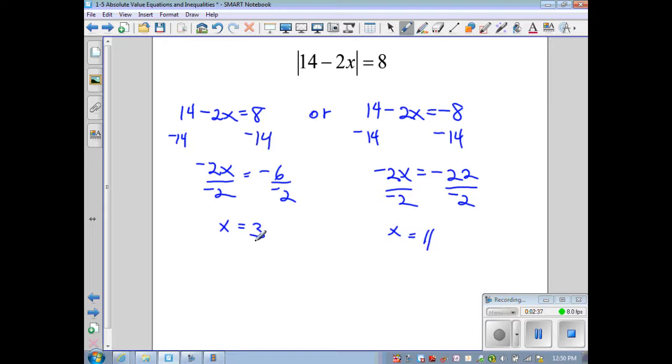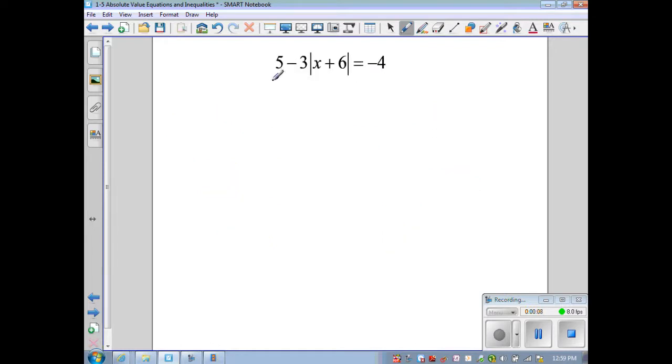Let's substitute back in to check our solutions. -2 times 3 is -6. 14 minus 6 is 8. The absolute value of 8 is 8. 11. -2 times 11 is -22. -22 minus 14 is going to give me a negative 8. The absolute value of a negative 8 is 8. Therefore, both solutions are true.